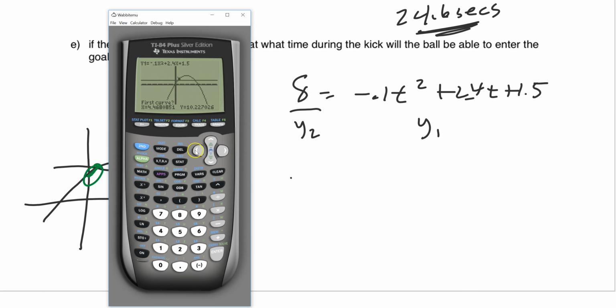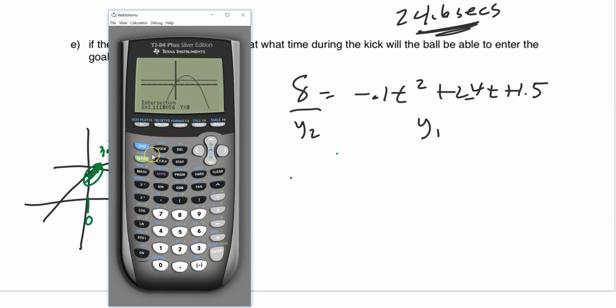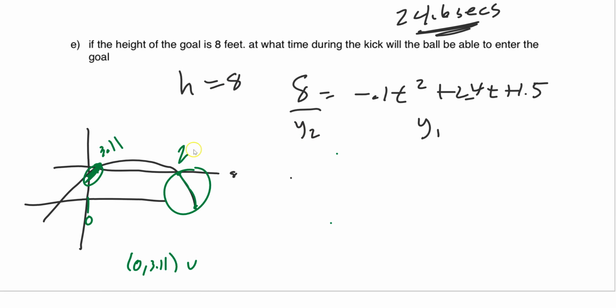So let's find the first intersection. All we do is get close to it, hit enter for the curve, and then it jumps to the other one, you hit enter. So that is about 3.11. So right there it's 3.11. So between 0 seconds and 3.11, I can make the goal right here. Now I've got to find this one right here. So let's figure out where that's at. We're going to go back, second calculate, intersection, go all the way to the other one, hit enter, and I get 20.88 seconds, 20.9 seconds.